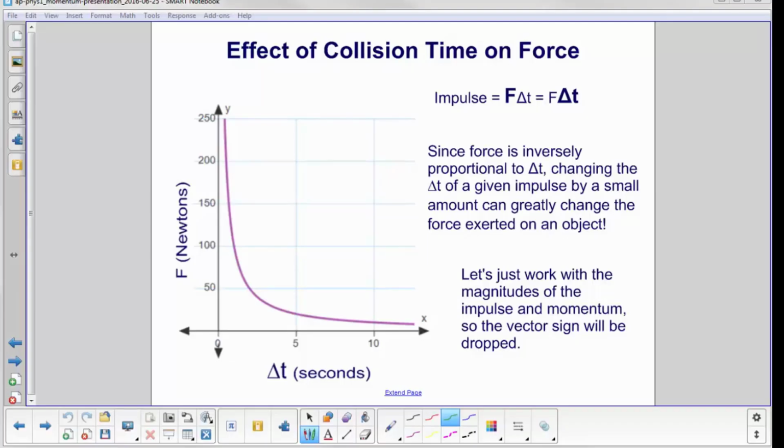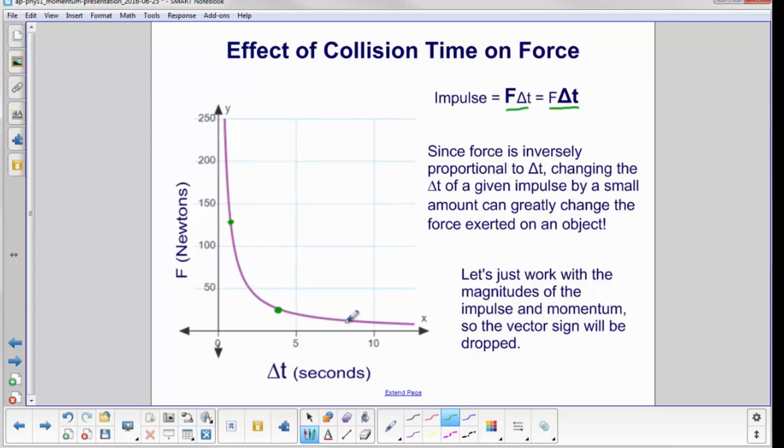Let's look at the impulse momentum equation graphically. We have impulse is F delta t, force times the time that it's exerted over. Force is inversely proportional to delta t. So for example, if we change delta t by just a little amount, we can greatly change the force exerted on an object. For example, let's take this point over here. The time there is a little less than 1 second, and the force is about 130 newtons. If we extend the duration of the impulse to about 4 seconds, you can see how the force drops dramatically.